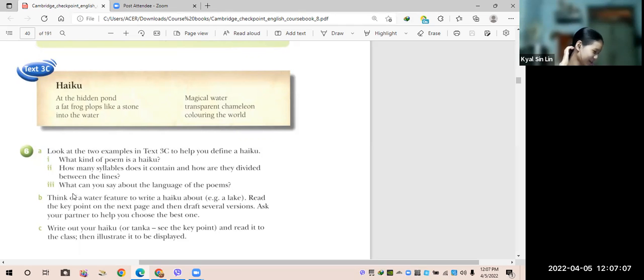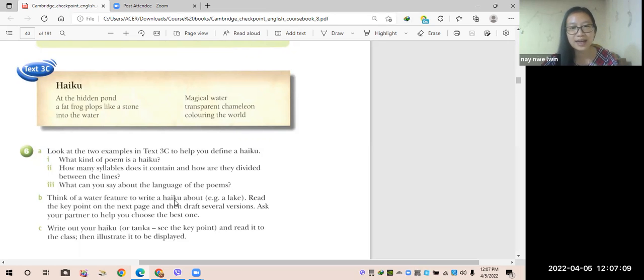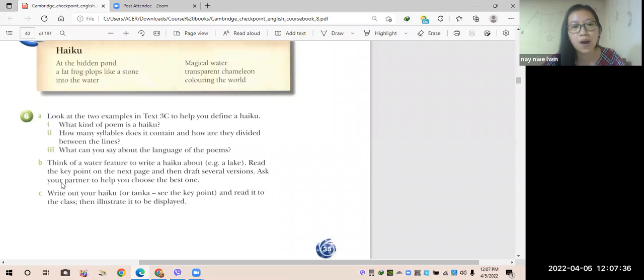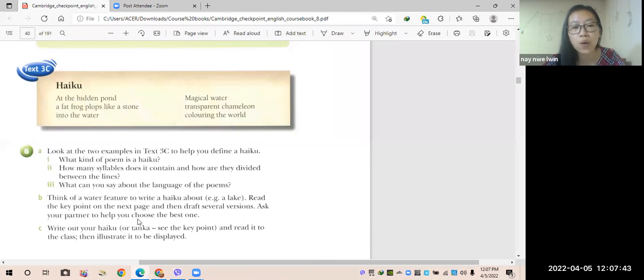So the first step is that you have to think of a feature to write a haiku about. For example, it's about a lake or something. So read the key points on the next page and then draft several versions and ask your partner to help you choose the best one. So the first thing is that you have to choose the content, whether it is about a lake, the ocean, or the sea. So you have to choose a content that concerns water. And after that, you have to create your own haiku. So write out your haiku or tanka, see the key points and read it to the class, then illustrate it to be displayed.